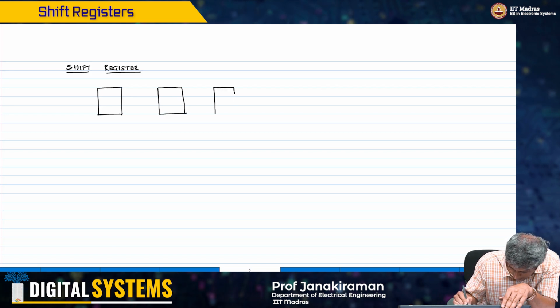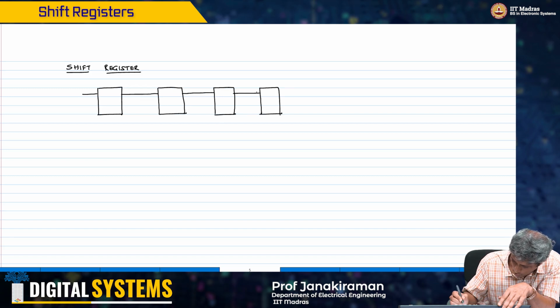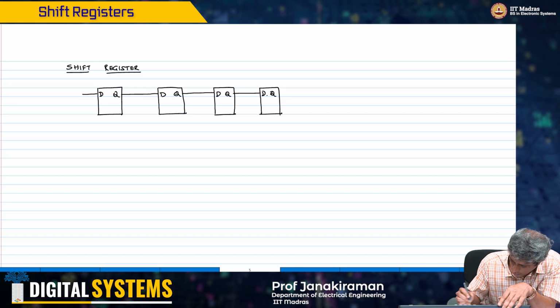This is again my 4 D flip flops, and I'm just going to connect the output of one to the next. This is D, Q, D, Q, and I have 4 clocks.